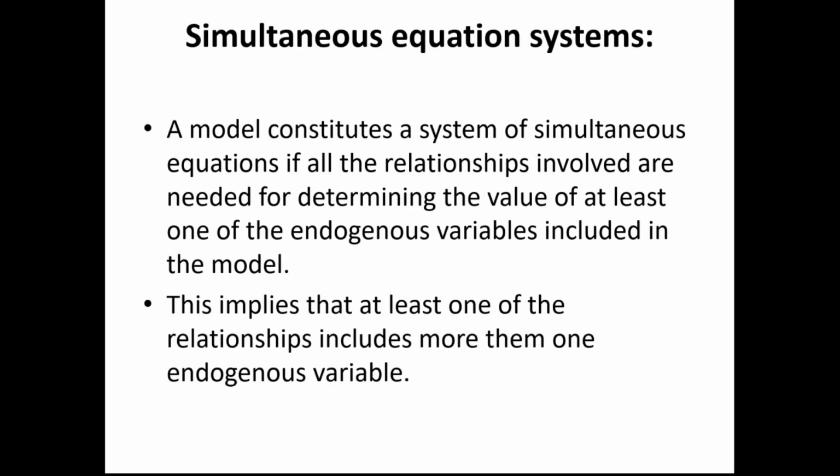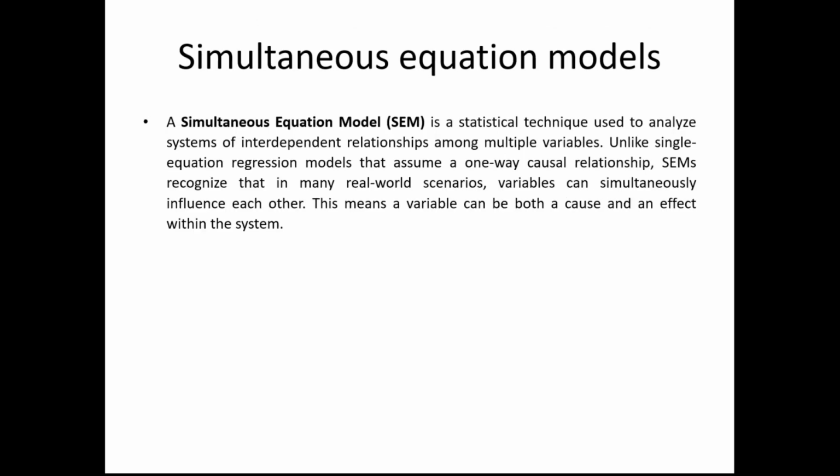Now, in a simultaneous equation model, you model the system. Rather than looking at one part of the system, which is GDP, you try to model the whole system of the economy. So the model will consist of a system of equations, which capture the relationships involved. You need these before you can really determine the value of the variable that you're interested in. This implies that at least one of the relationships includes more than one endogenous variable. You'll understand this as we go along.